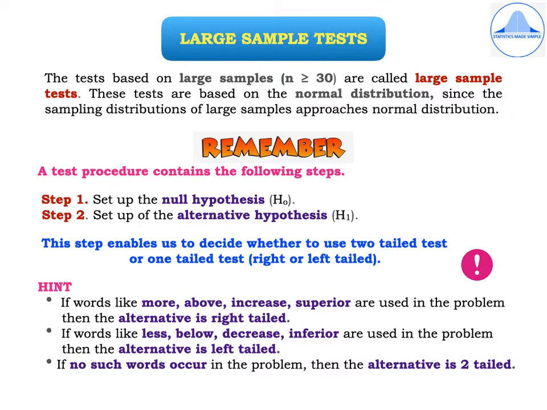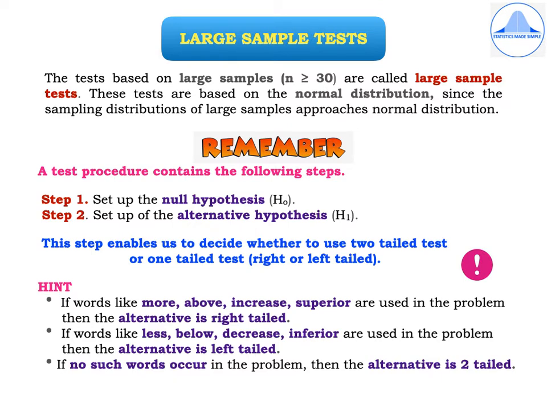Let me first explain what are large sample tests. The tests based on large samples, that means when n is greater than or equal to 30, are called large sample tests. These tests are based on the normal distribution since the sampling distributions of large samples approach normal distribution. I will now explain what are the steps present in a test procedure.